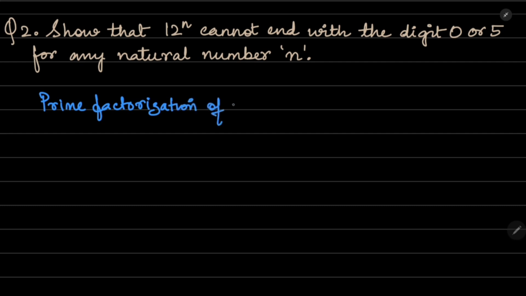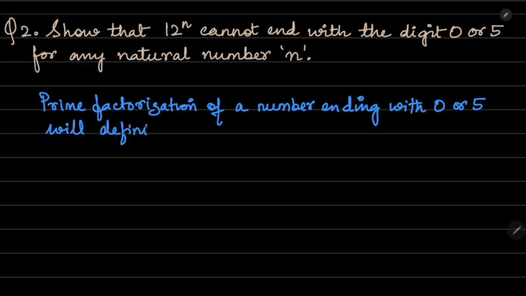Prime factorization of a number ending with 0 or 5, any number, okay, any number that ends with 0 or 5 will definitely have 5 as a prime factor in it. So when you do the prime factorization of any number that is ending with 0 or 5, 5 will always be one of the prime factors.